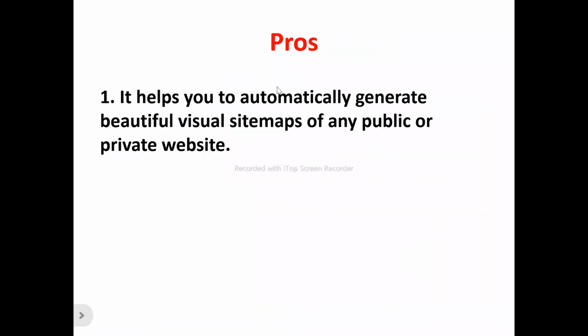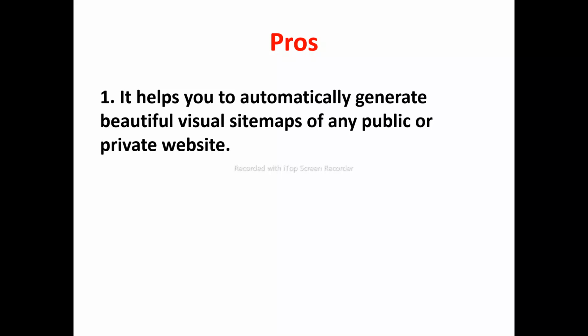Now let's look at the pros of Visual Sitemaps. Number one, it helps you to automatically generate beautiful visual sitemaps of any public or private website. That is, when you make use of Visual Sitemaps, it helps you to automatically generate beautiful visual sitemaps for any public or private website. So it is not particular to just public websites, but you'll be able to easily generate sitemaps for your private websites, that is, those password protected websites.